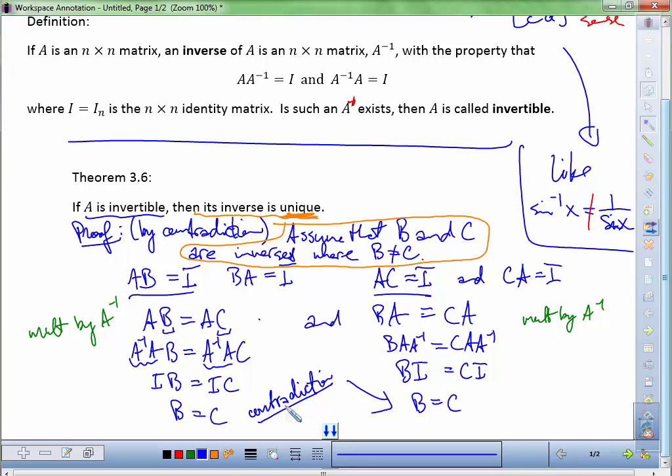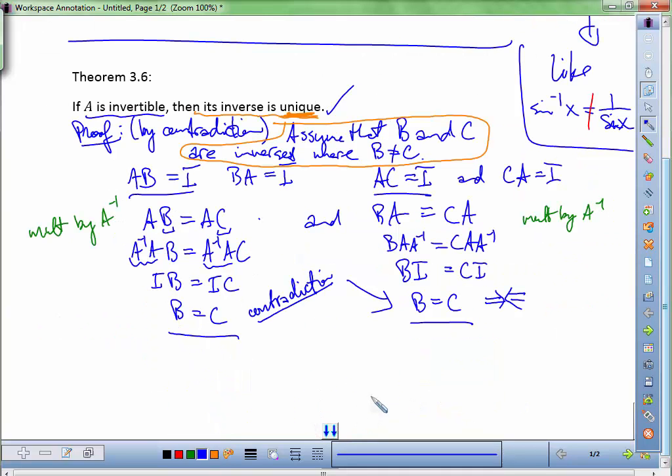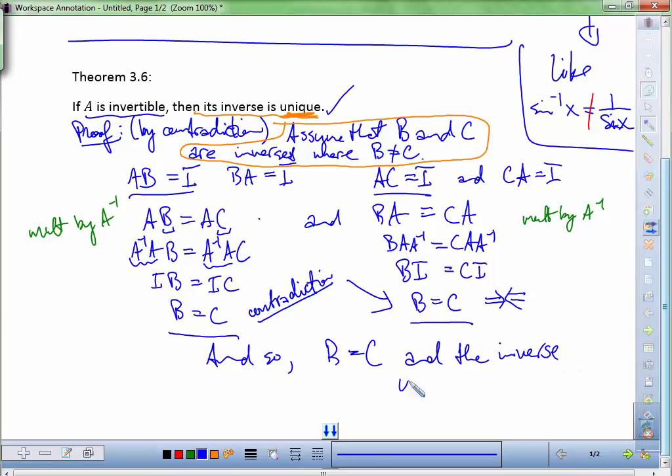By the way, instead of writing out the word contradiction, sometimes we use a symbol, two arrows going against each other. That's contradiction. So because we assumed the opposite of what's true, we went through the proof and we got a contradiction, then that must mean that the original statement was true. And so that's the proof. The opposite of the assumption must be true. So B must equal C, and the inverse is unique.